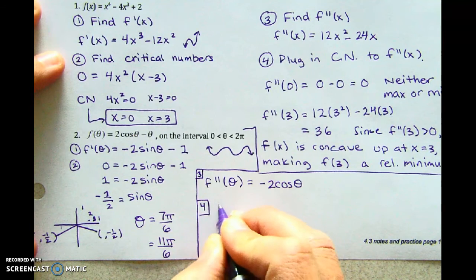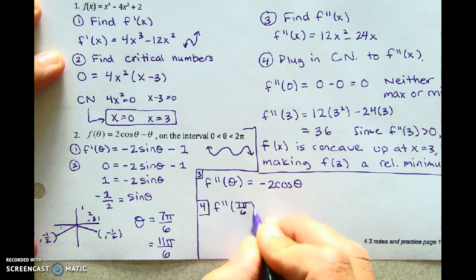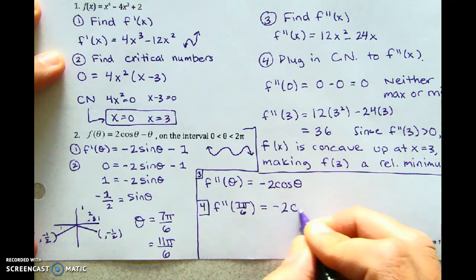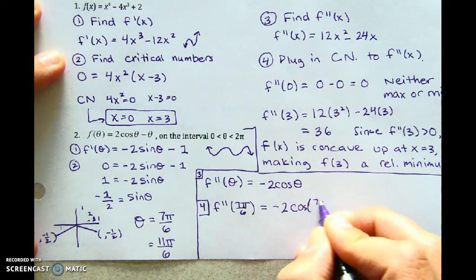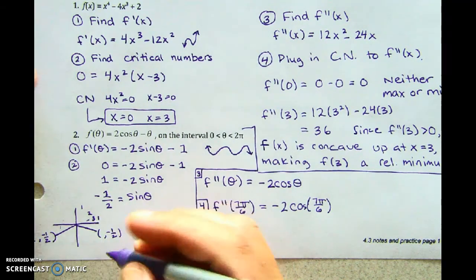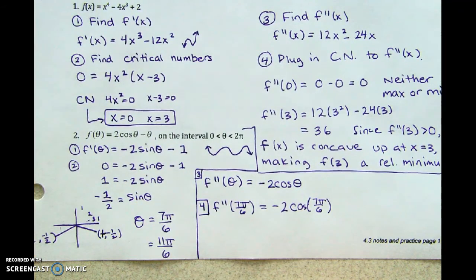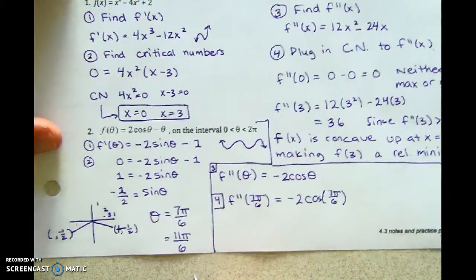Plug in critical numbers. So f double prime of 7 pi over 6, cosine of 7 pi over 6. Oops, remember when I said whatever that is? Well, now we need it. Okay, the x value here, oh, you know what? We don't really need to know what it is. We just need to know the sign of it. So the sign of this x value is positive. Oh, I'm at the wrong spot. I'm on the next one. That's okay. We're going to make this work.